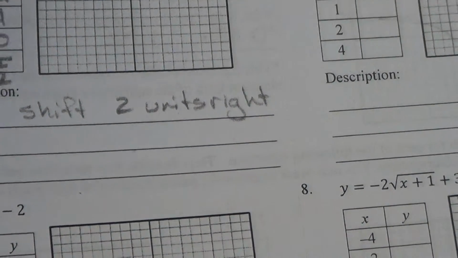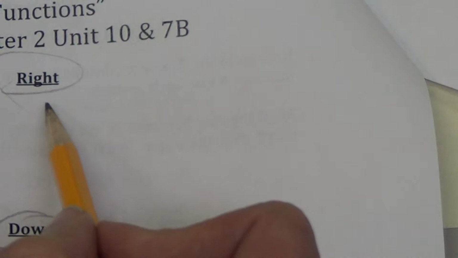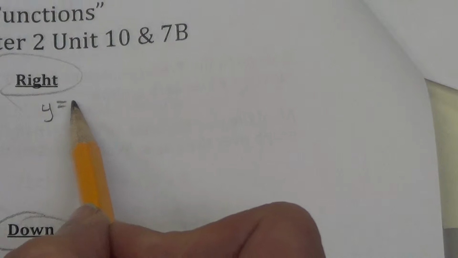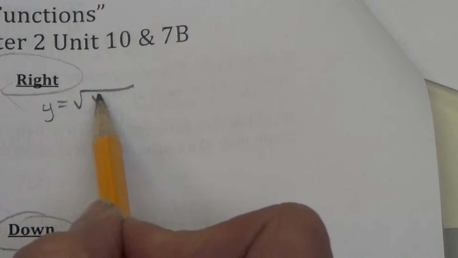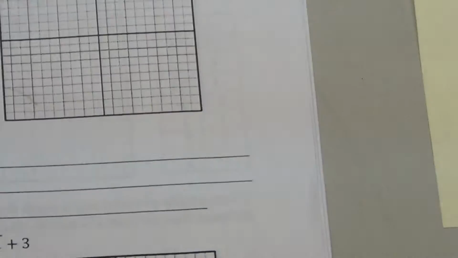So what you need to do is come back to this page back here. It said when it shifts right, write it in here. So we have y equals square root x minus 2. And you'll just keep adding your equations that cause left-right shifts right there.